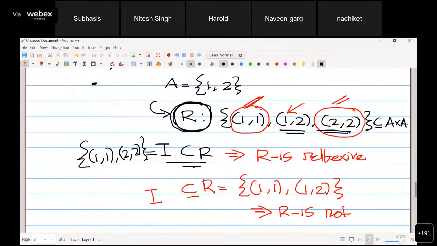I have added 2 comma 2 and here you can see that R actually contains I, right? So that's why R is a reflexive relation.